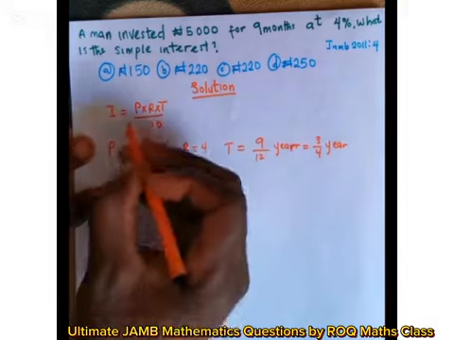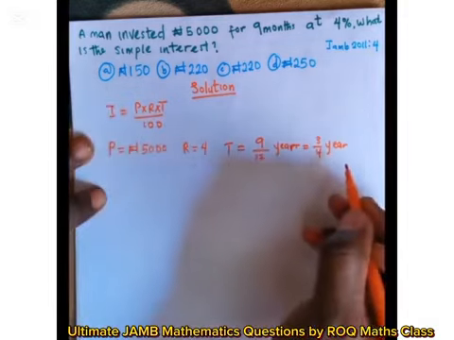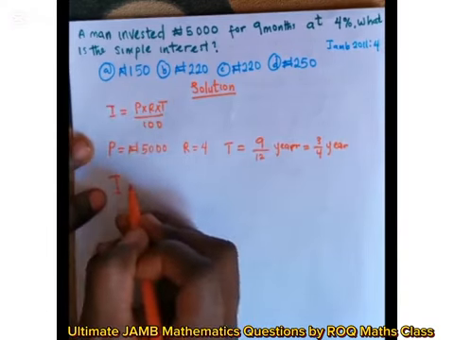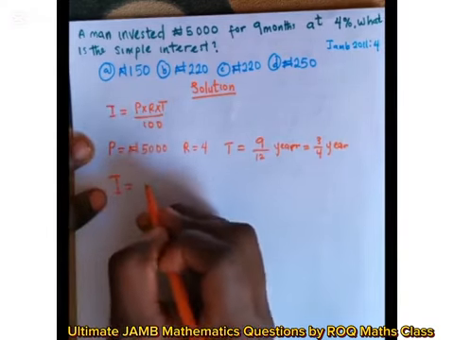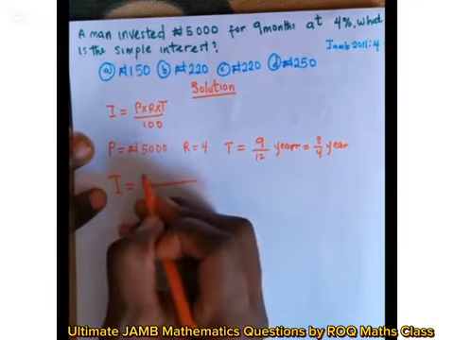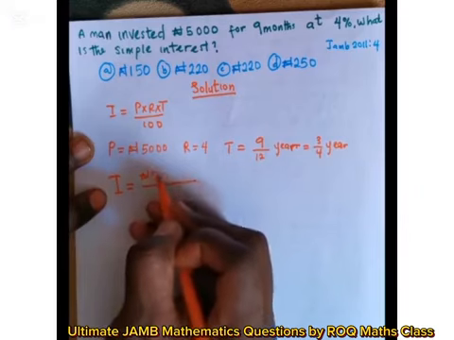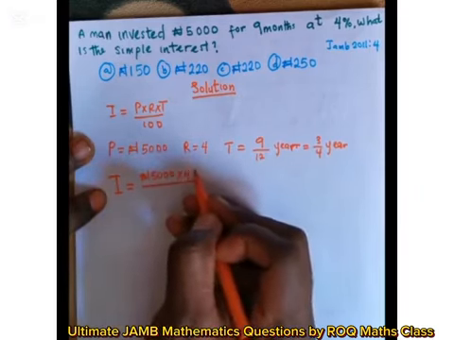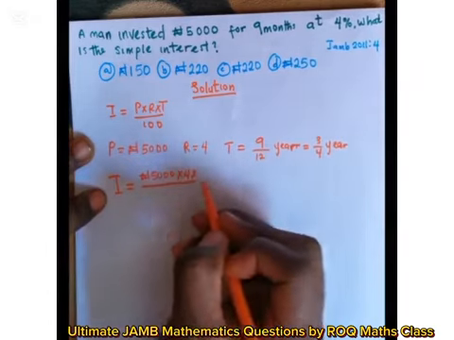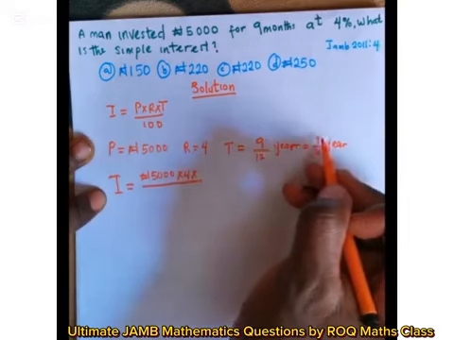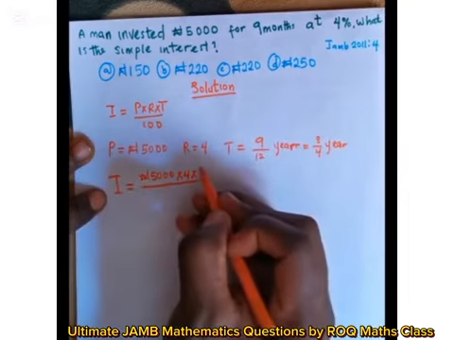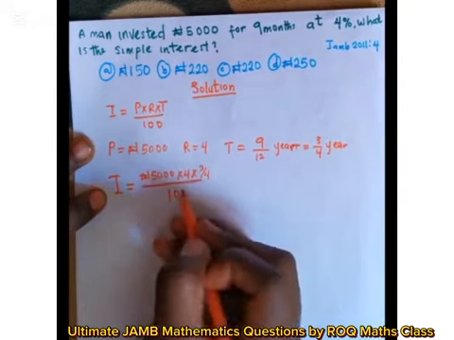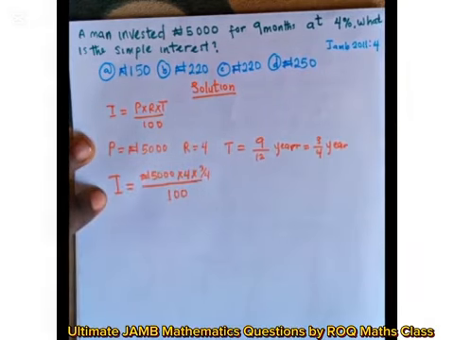So we can now proceed and put all these values into the formula. So my interest is equal to, I have 5,000 times 4 times, what do you have? We have 3 over 4. So 3 over 4, and we have 100. So this is what we have.